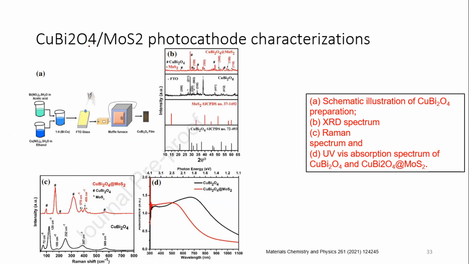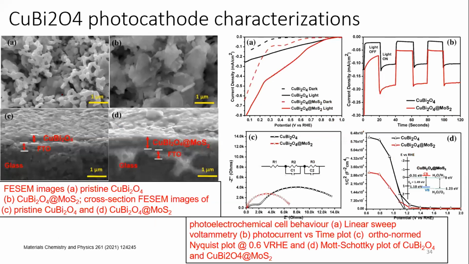We also prepared this copper bismuth oxide with hydrothermal method, and also we coated MoS2, which is commercially available. You can see that this is the SEM image of this copper bismuth oxide, and after coating this MoS2, you can see these flakes. So this is bulk MoS2, or single layer by layer.